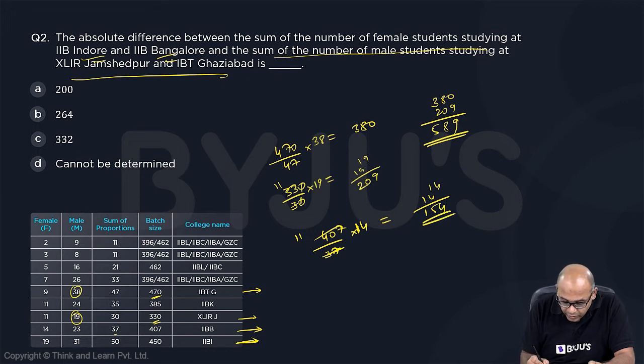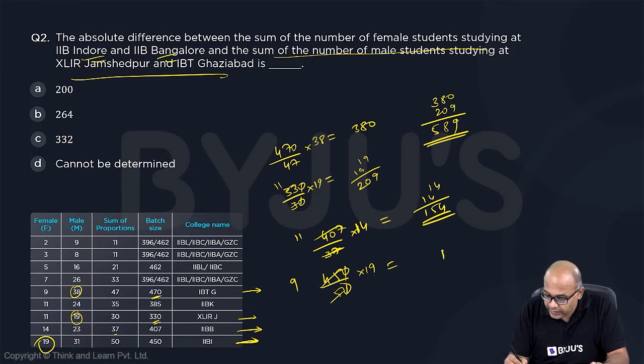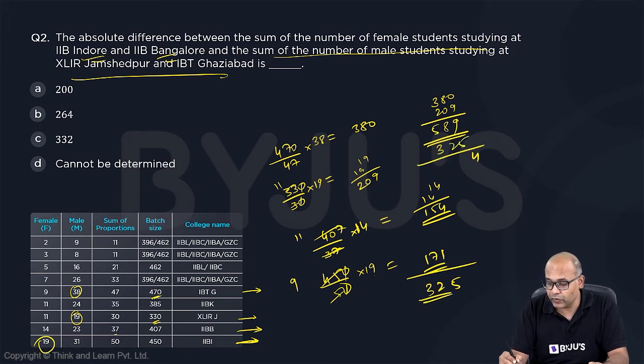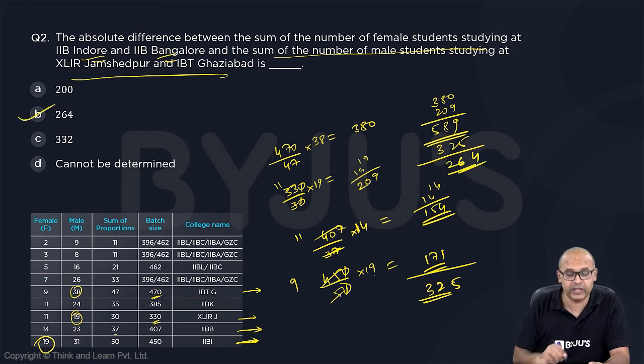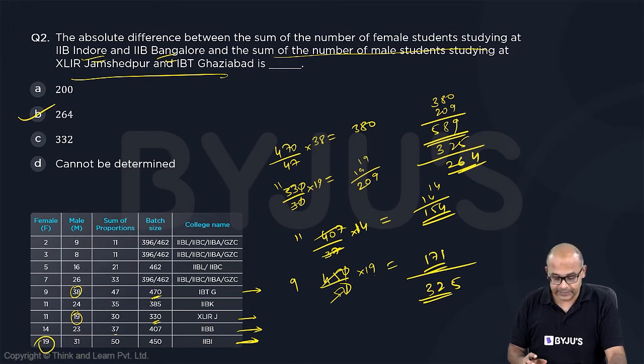Then I want Indore: 450 by 50 into 19. So 5 goes 9 times, so 19 9s are, again, 19 10s are 190, 190 minus 19, 171. So this is your total. So 154 plus 171 gives you 325. So I need the difference of these two, 589 minus 325, 264. Option B is your answer. So once you get the table done, the remaining will become quite easy.